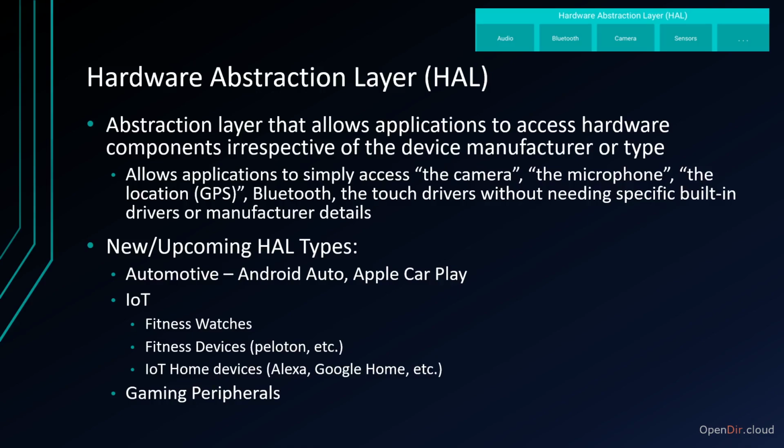So things to keep in mind here that are interesting, new and upcoming HAL types, such as automotive, right? A lot of phones these days have support for things like Android Auto and Apple CarPlay. That means that our phone is now interacting not only with itself or Bluetooth or 4G, but we're also interacting with our automobiles, right? We also have emerging categories such as IoT with things like fitness watches and fitness devices like Pelotons, where our devices might be tracking our heart rate monitor off of the Peloton. Also some integrations with our IoT home devices, so things like Alexa, Google Home, etc.